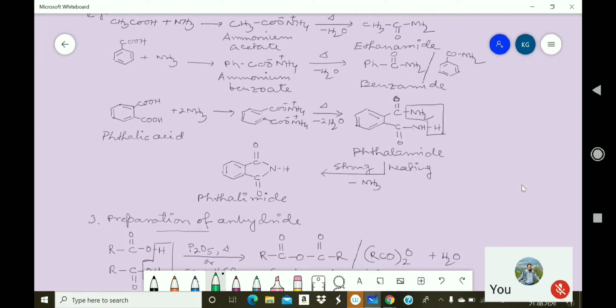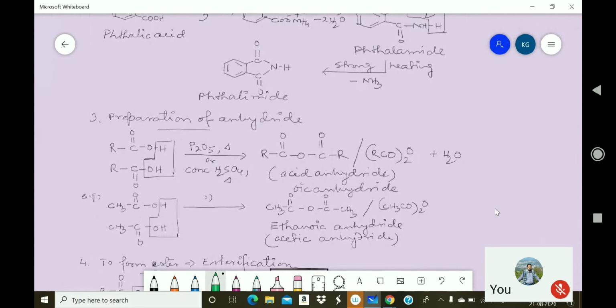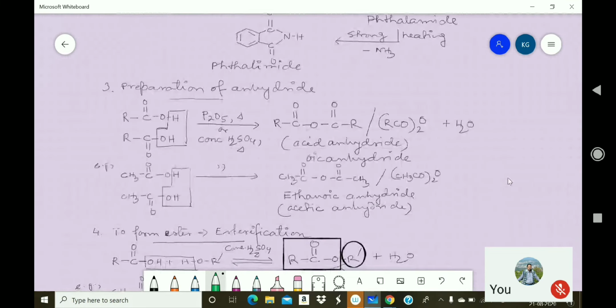And due to that, we are getting a cyclic amide. It is called phthalimide. So from phthalic acid, we can prepare phthalimide when reacted with ammonia followed by strong heating. So these are the reactions that are explaining the preparation of the acid derivative, amide.